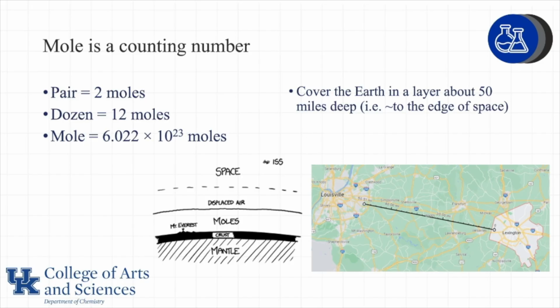We're going to be using this number a lot, 6.022 times 10 to the 23rd, regardless of what we're counting. In this case, we were talking about moles, the animal, but we can also talk about electrons or atoms or molecules. And if we have 6.022 times 10 to the 23rd of those, then we have a mole.